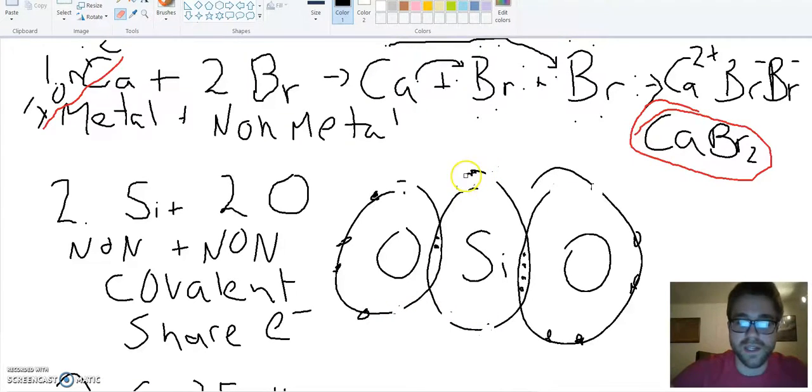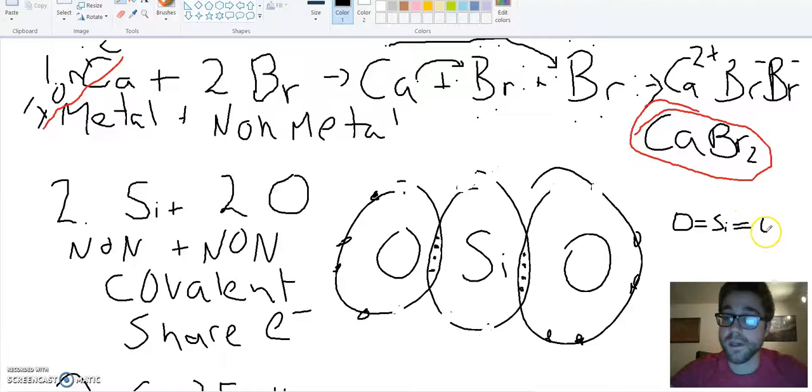I get to finally erase that mess. All right. And oxygen is going to share 1 more. Boom. So 1 is from oxygen and 1's from silicon. So now silicon has 1, 2, 3, 4, 5, 6, 7, 8, and oxygen has 1, 2, 3, 4, 5, 6, 7, 8. And if we were to draw this out, we'd say oxygen is double bonded to silicon. So that's a covalent bond.